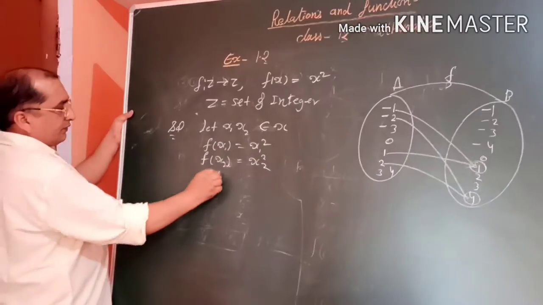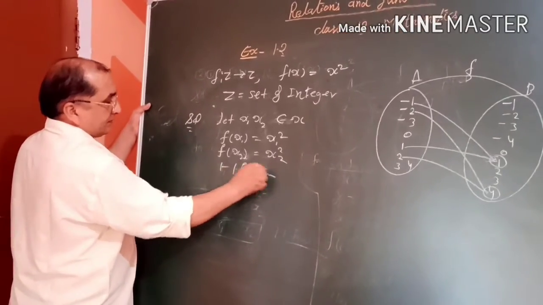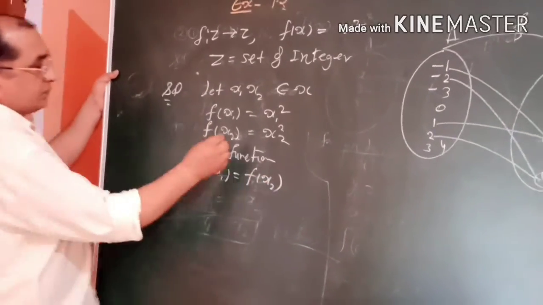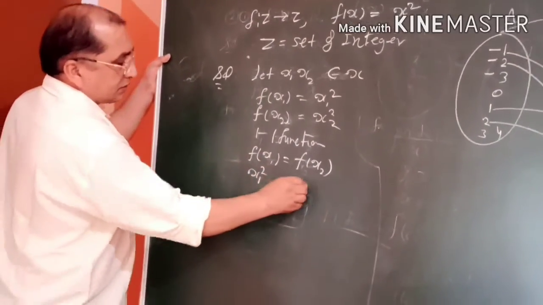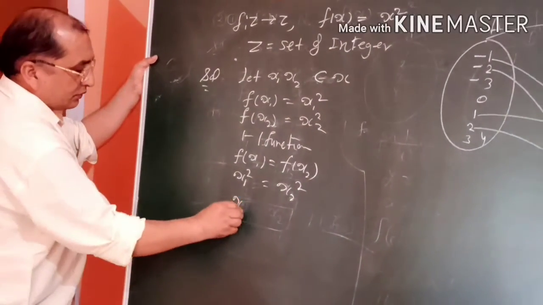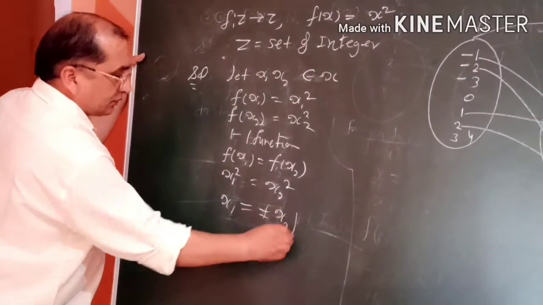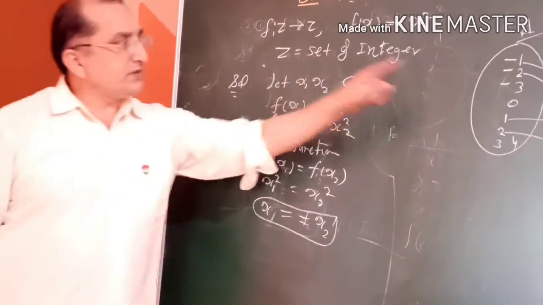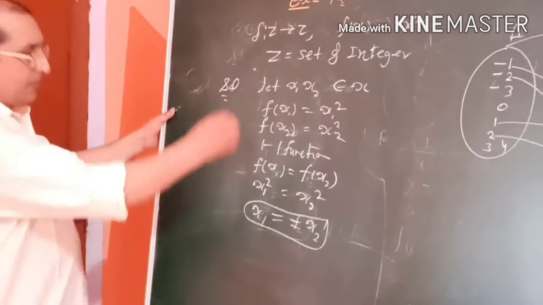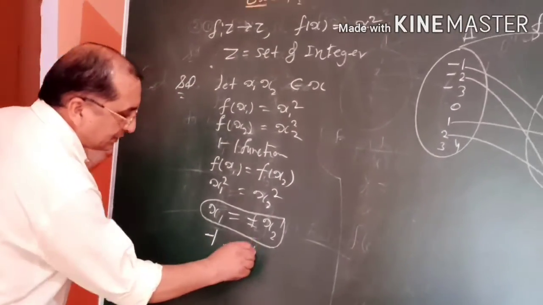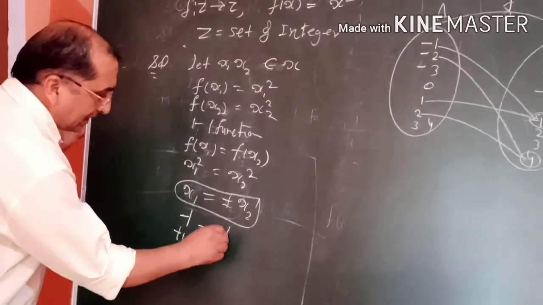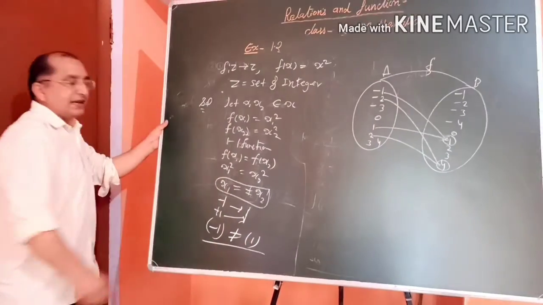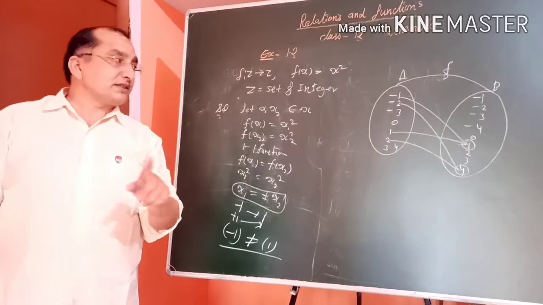So as for a one-one function, f of x1 equal to f of x2, x1 square equal to x2 square. So x1 equal to plus minus x2. So from this figure, now see, -1 has the image 1 and +1 has the image again 1, but -1 is not equal to +1, hence the given function is not a one-one function.